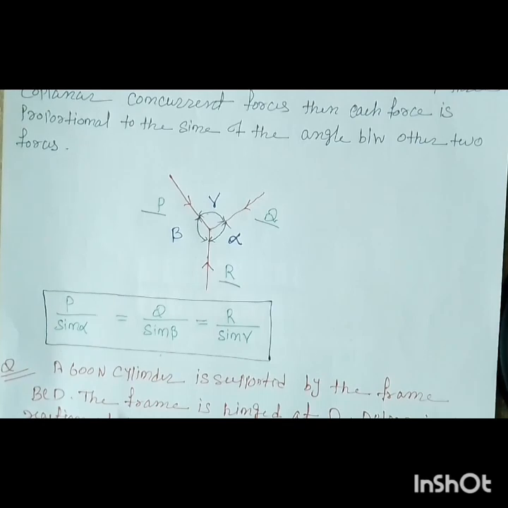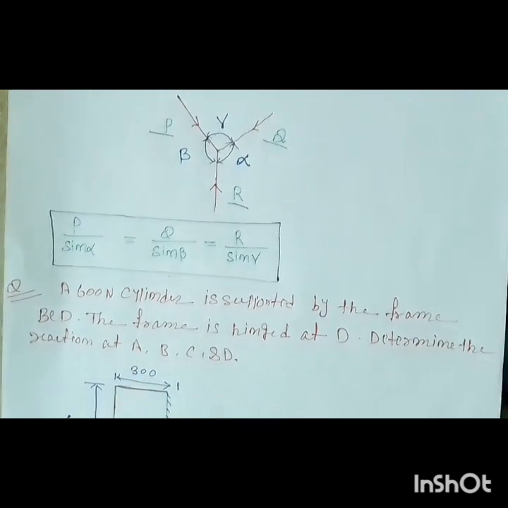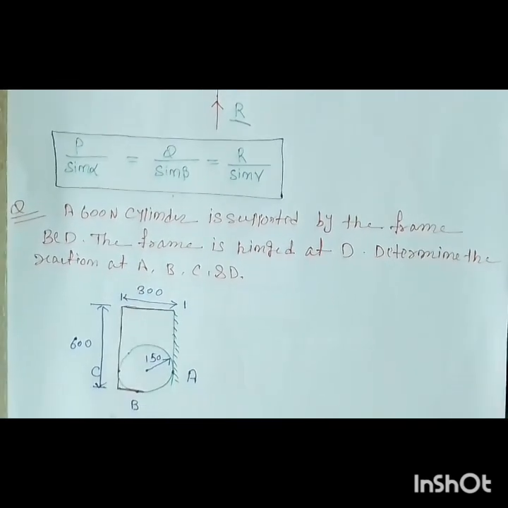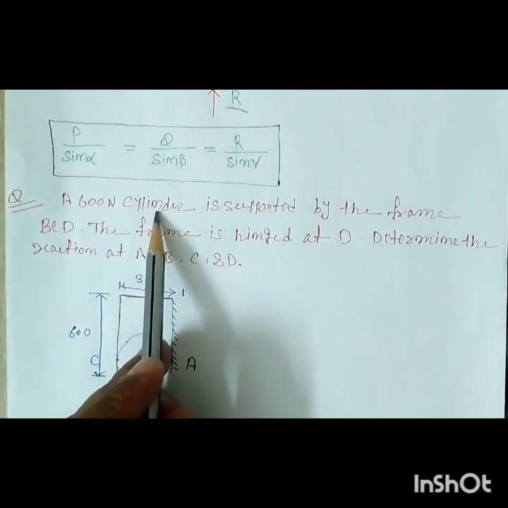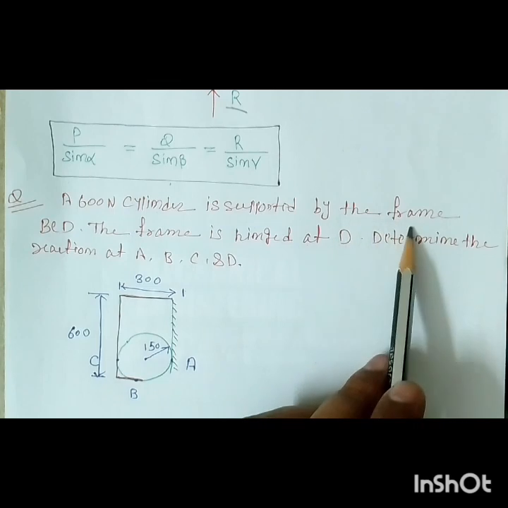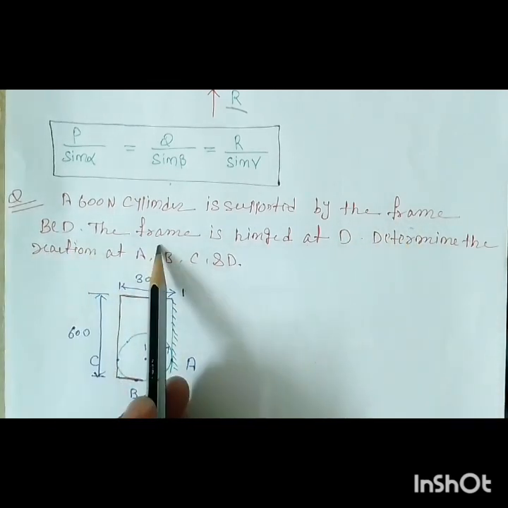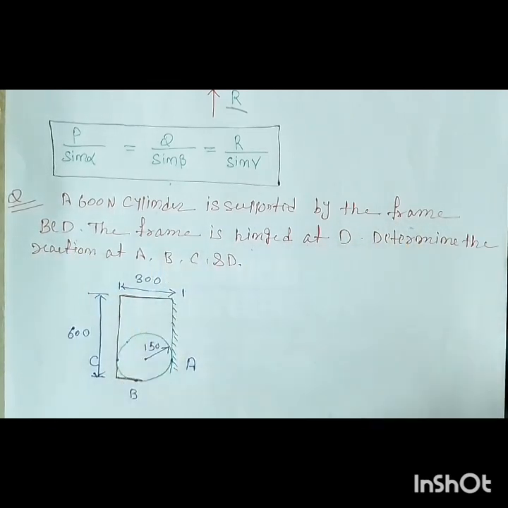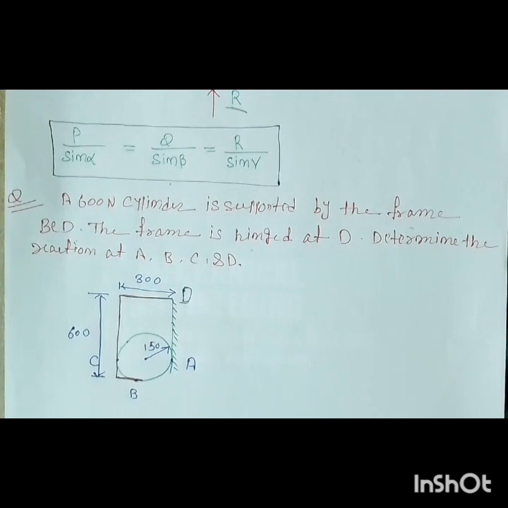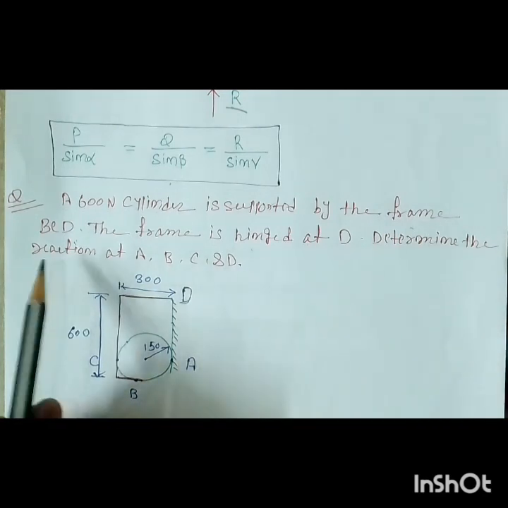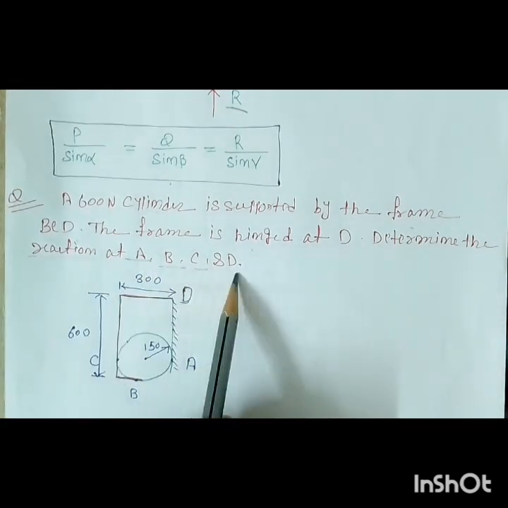Now we'll solve one simple problem which will also cover our free body diagram. We have a 600 Newton cylinder. It's supported by the frame BCD. The frame is hinged at D, so this is your D. Determine the reactions at A, B, C and D.